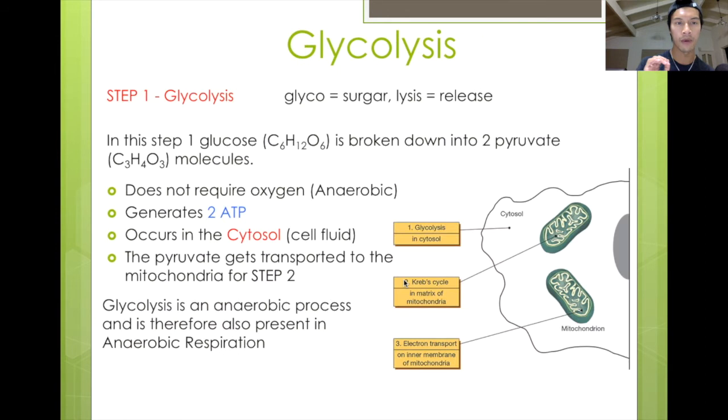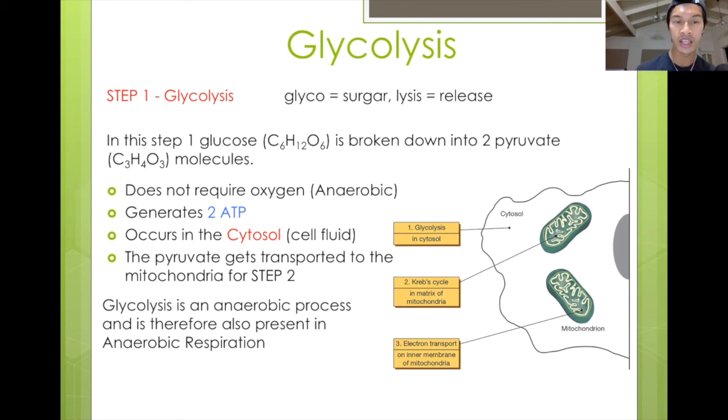Okay, let's start with step one, glycolysis. The word glyco means sugar, and lysis means release. So in this step, you've got one glucose molecule, C6H12O6, broken down into 2 pyruvate molecules, C3H4O3. In glycolysis, the process at the moment doesn't require oxygen. Oxygen is actually used in the next 2 phases, so glycolysis is actually anaerobic, but it forms the first step in aerobic respiration.